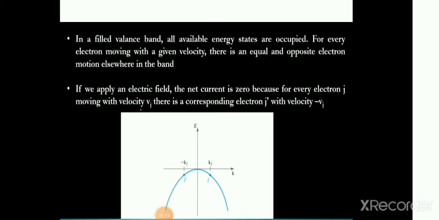The next point: in a filled valence band, we know at 0 Kelvin the valence band is filled and the conduction band is completely empty. Empty in the sense that states are available to occupy the electron. We are not saying a hole is present in the conduction band. These are vacant states which can be occupied by an electron. In a filled valence band, all available energy states are occupied. For every electron moving with a given velocity, there is an equal and opposite electron motion elsewhere in the band.